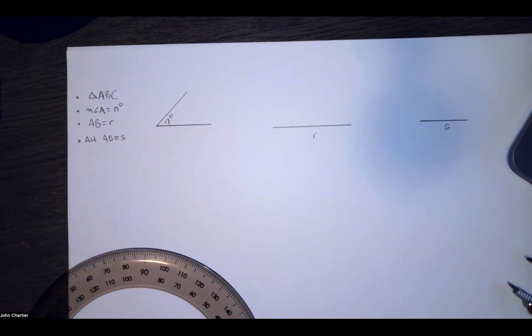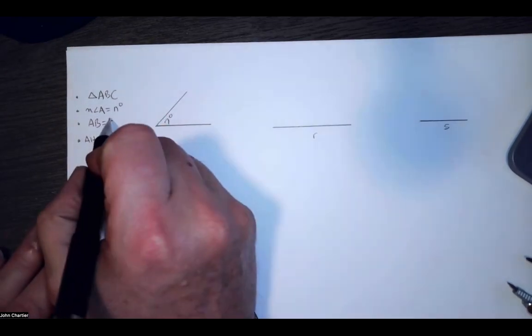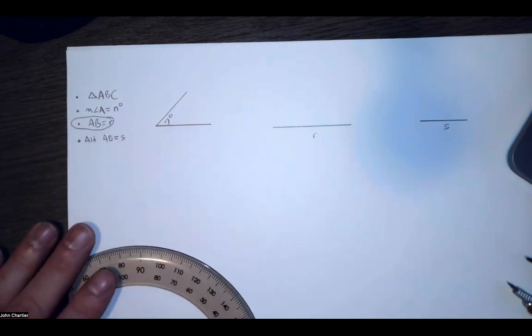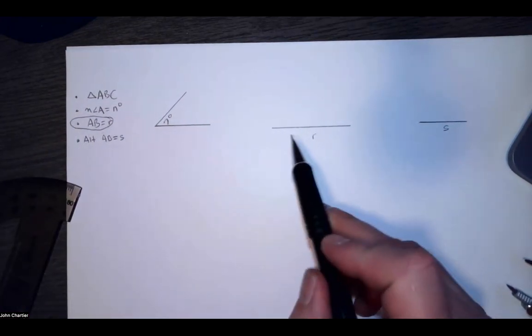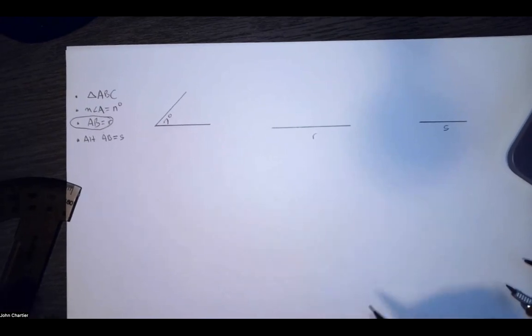Now, with those 4 conditions, I can't make the triangle to start with. I have to start off with one of those 3 conditions: angle A has to be N degrees, AB has to be R, or the altitude. And of those 3, either the measurement of angle A or the length of AB would be the 2 easiest things to start with. It doesn't really matter. I'm going to start with side AB needs to be length R, because it's sitting right here.